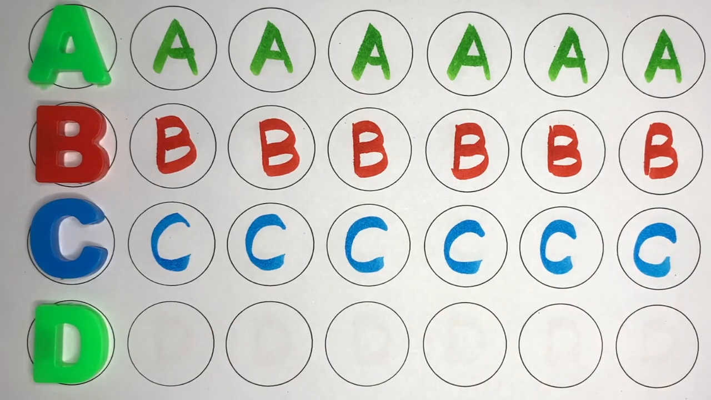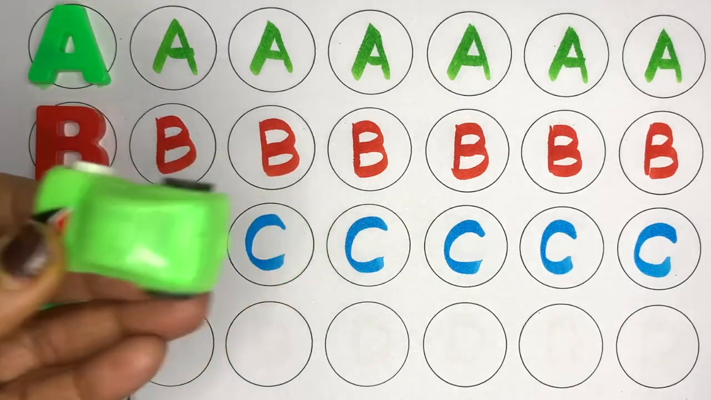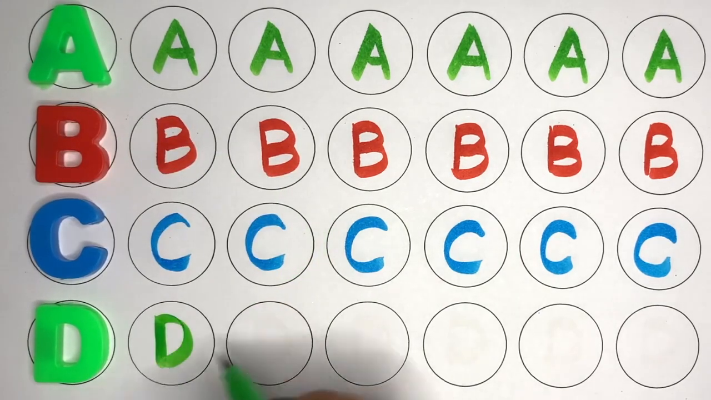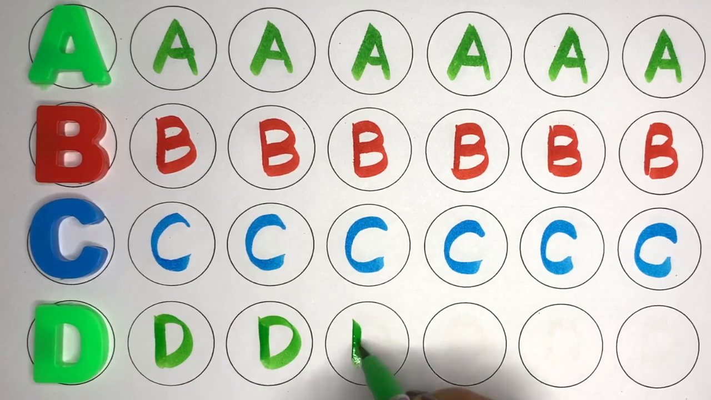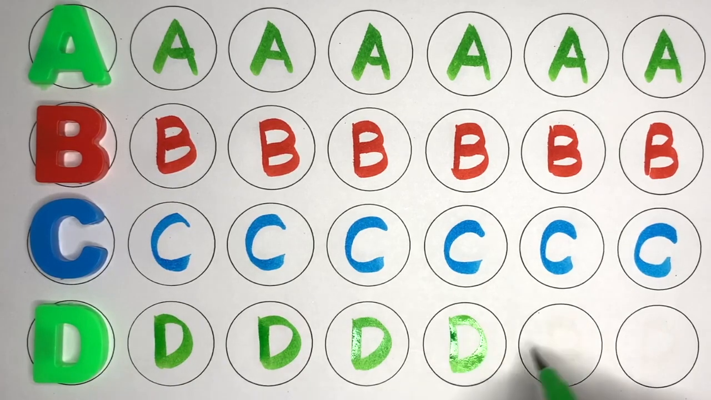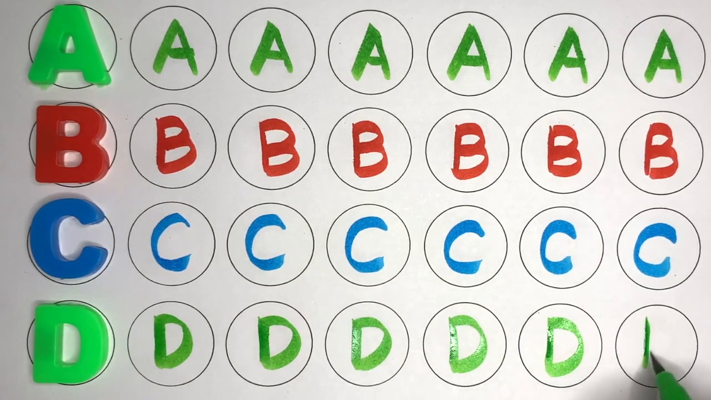D, parrot green color. D for dog, parrot green color.